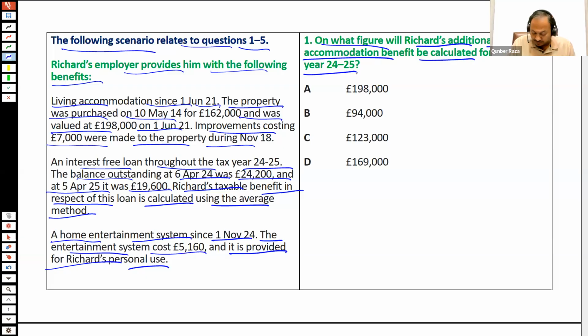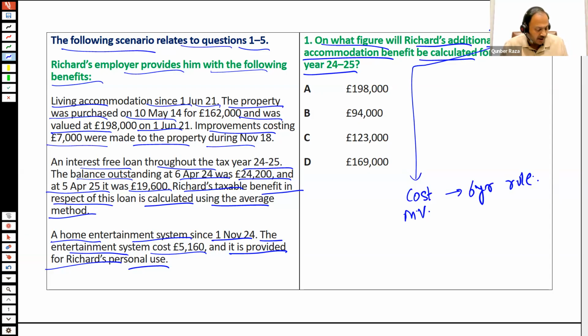So living accommodation is either based on cost or market value. When to pick up cost, when to pick up market value, there was a concept which is called a 6-year rule. If the cost is more than 6 years old when provided to the employee, then you have to take up the market value. If the cost is less than 6 years old when provided to the employee, then you have to take up the cost.